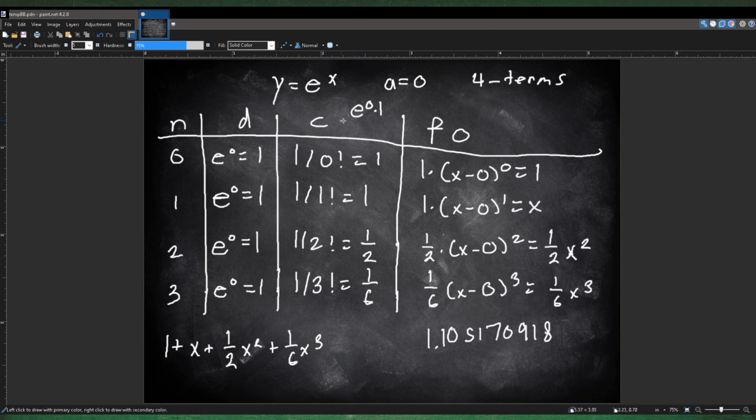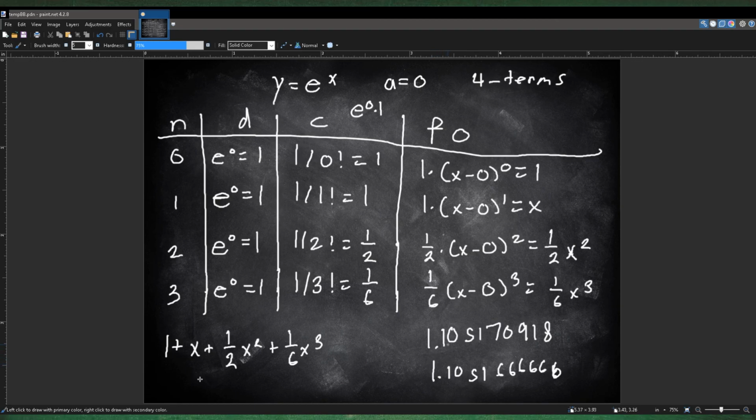Now if we want to find x is 0.1, right? We just need to plug it into here. So 1 plus 0.1 plus 1/2 times 0.1 to the power of 2 plus 1/6 times 0.1 to the power of 3. And you get about 1.1051666666, etc., right? Which is really, really close.